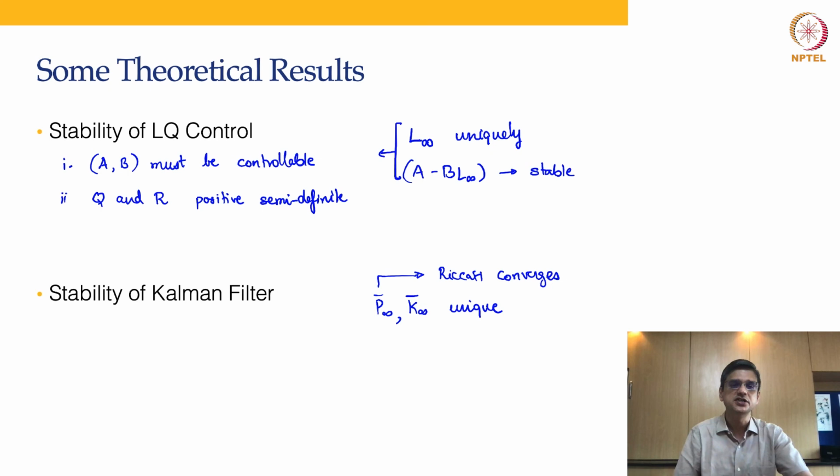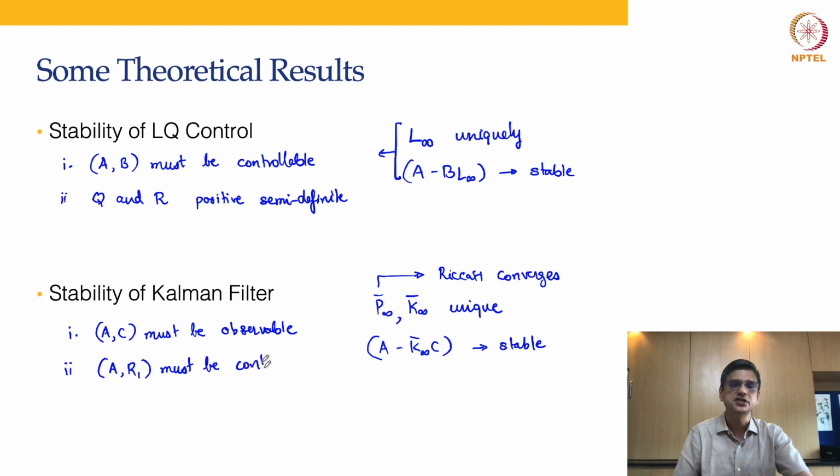K infinity is unique and A minus Kc is stable. Okay, what we need for that? We need that (A, C) must be observable and (A, R1) must be controllable. Okay, if not controllable, at the very least it should be stabilizing.